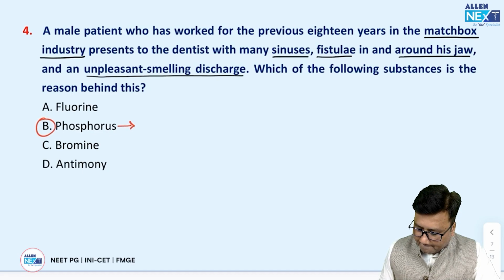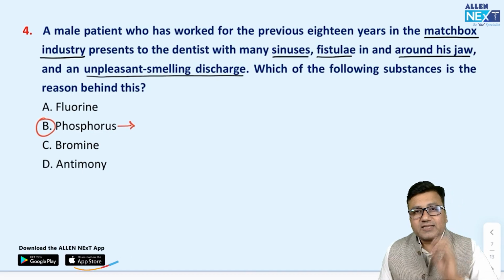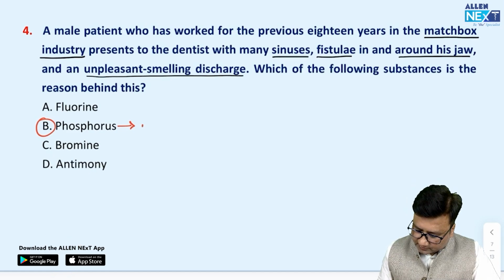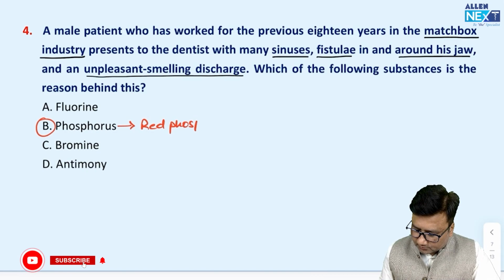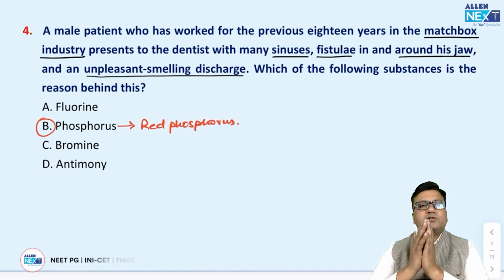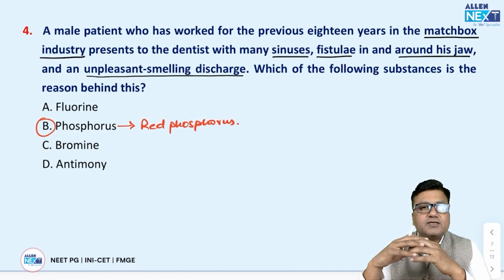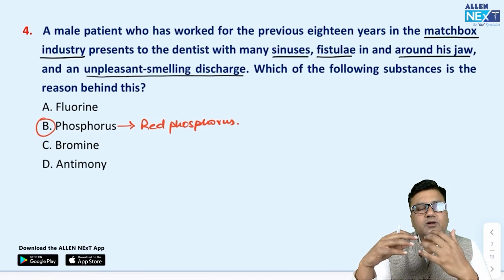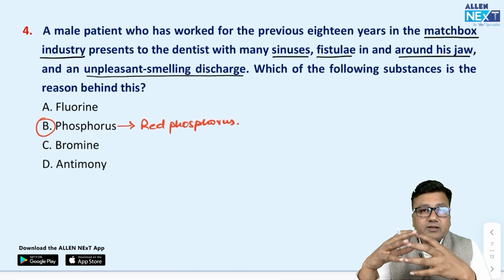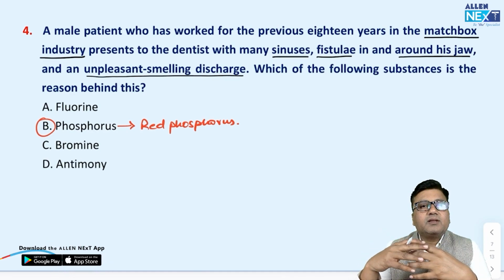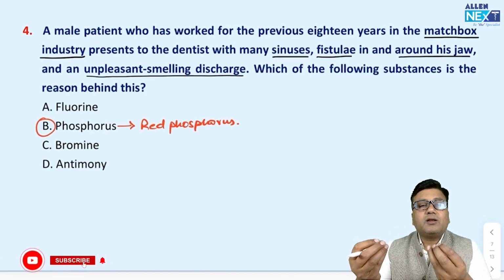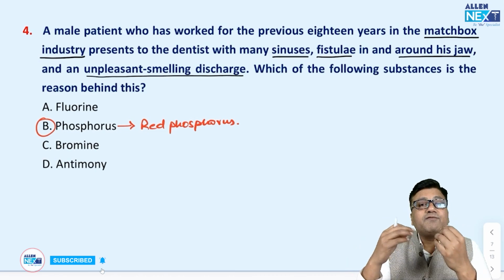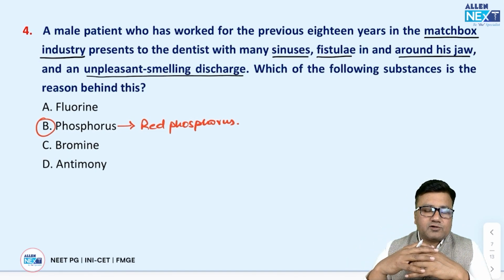And अगर मैं ज्यादा एक्यूरेटली कहूं, this is red phosphorus. Red phosphorus is used in the matchbox and incense industries, and workers who are working in these industries for a long period of time, they are very vulnerable to keep on inhaling the fumes of red phosphorus.